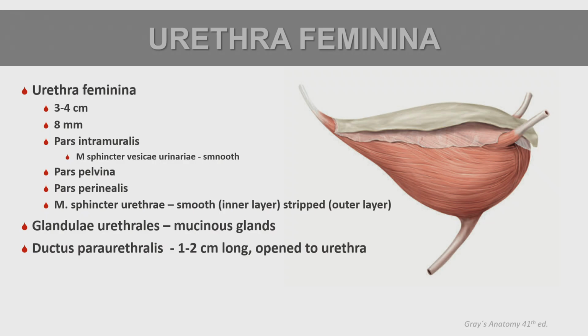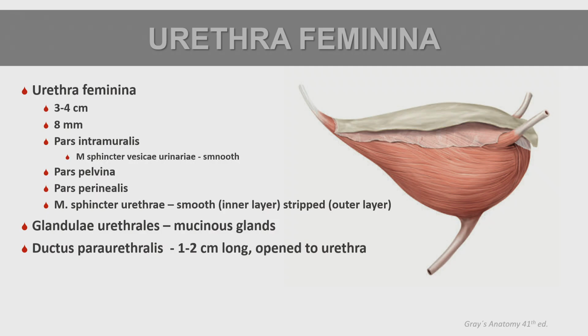Female urethra, 3 to 4 centimeters short, 8 millimeters in diameter, and it has a very long intramural part which is surrounded by sphincter vesicae urinariae, smooth muscle. It has pars pelvina, which is inside and a little bit smaller outside the urinary bladder wall, then perineal, crossing perineal membrane and muscles, and the last part is outside.